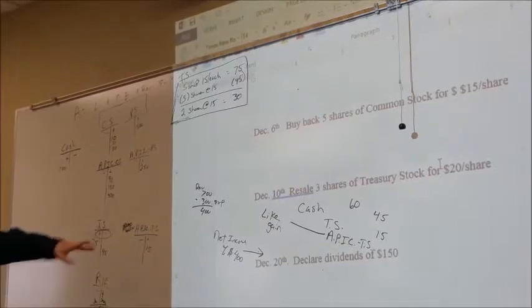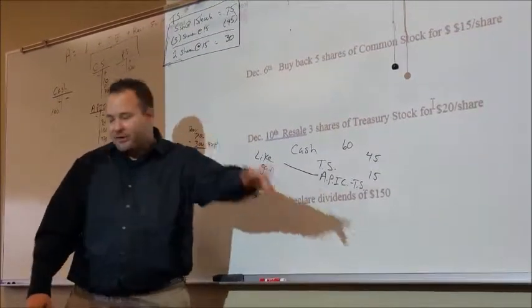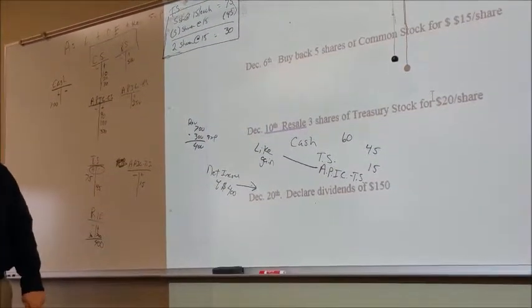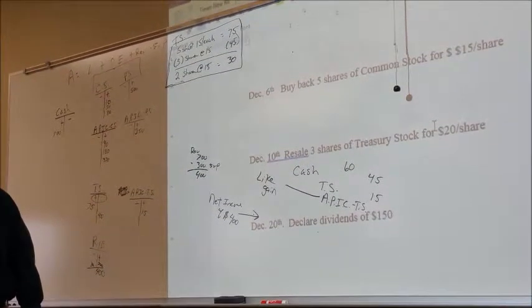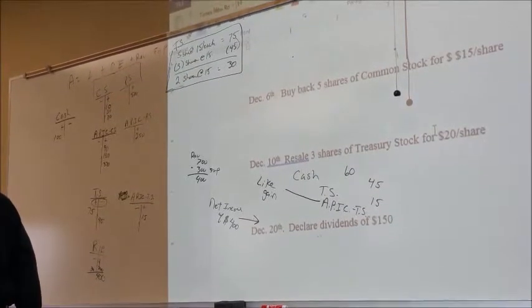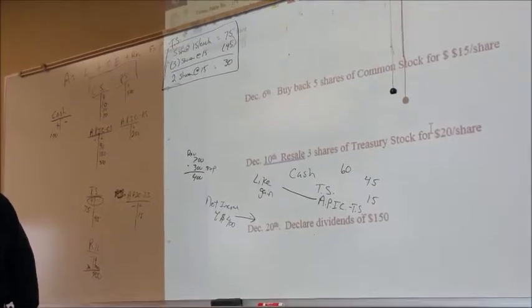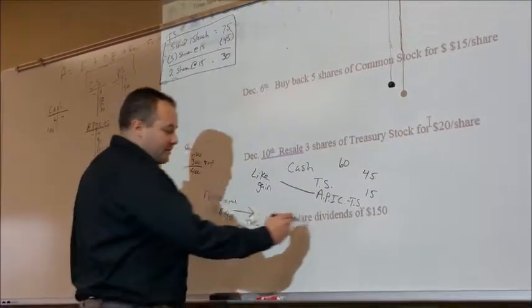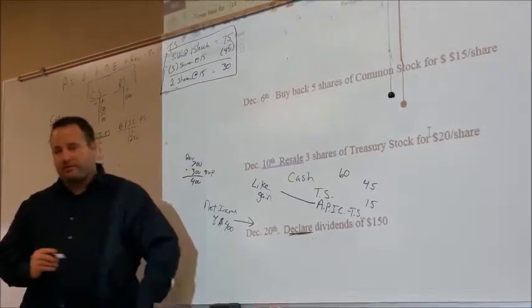Typically, when we issue a drawing, remember drawing is the same kind of thing. If you had your own business in widgets, and the owner took out money of $150, what would have been your debit? And what would have been your credit? Your debit would have been dividends or drawings, and your credit would have been cash. Same thing here. The only difference is right now we haven't paid the dividends. All we've done is declare them.